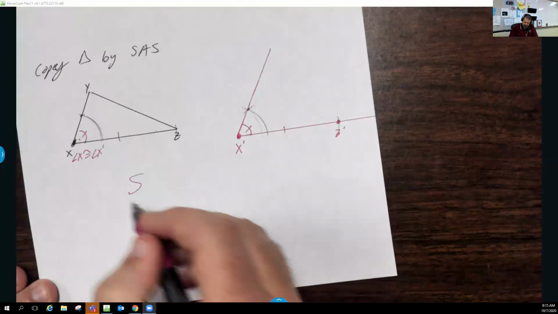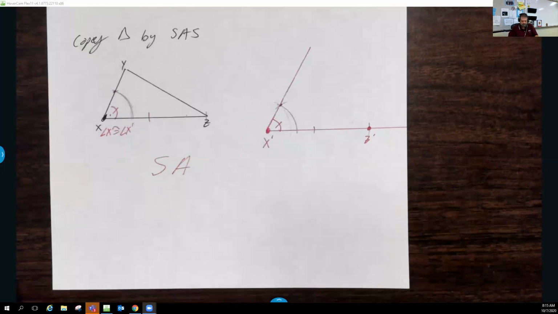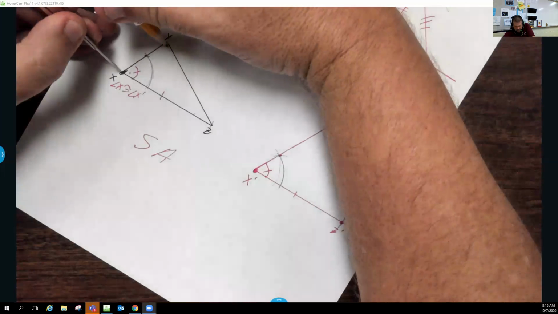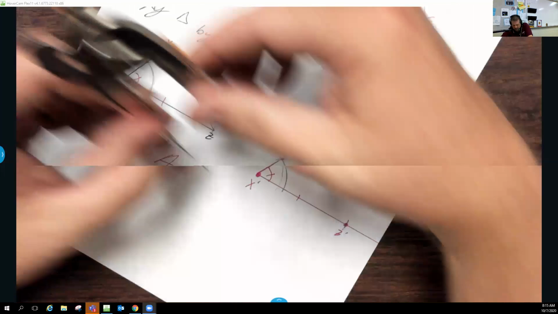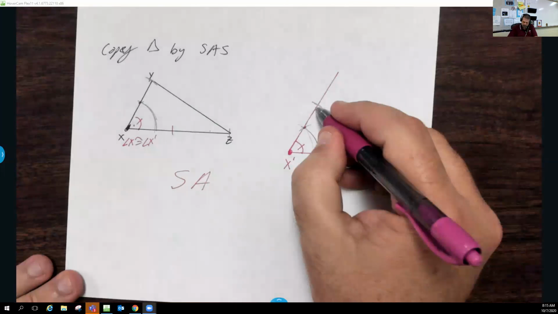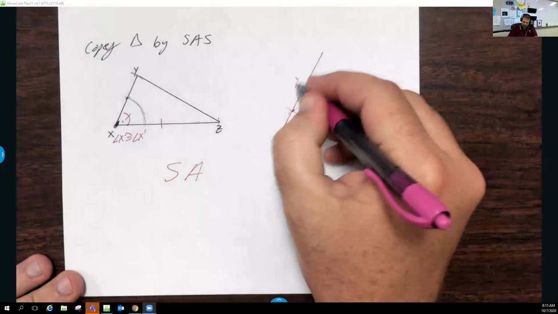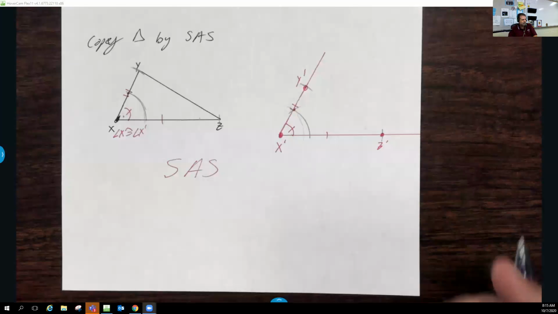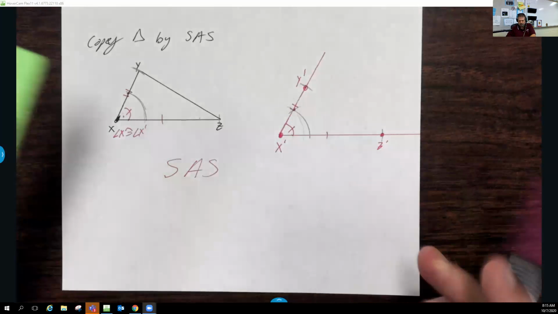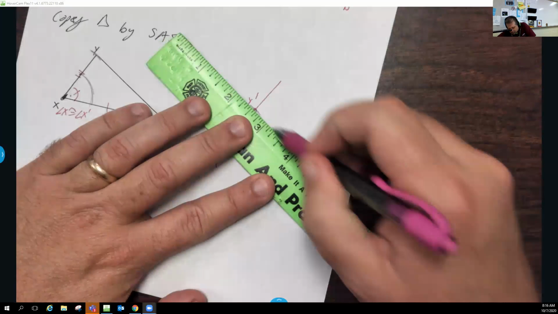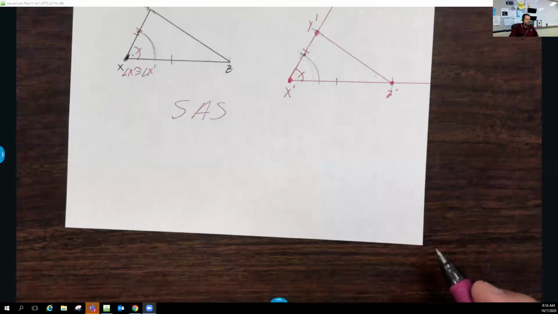Which means I have now a side and the angle. I just need another side. Well, that other side is going to be this distance, X to Y. You can do it here. So this spot right here has to be Y prime. And that's going to be equal to this. So now I have side angle side. Well, I don't have my triangle connected yet, but all I have to do now is connect from here to here. And that should give me two congruent triangles by side angle side.